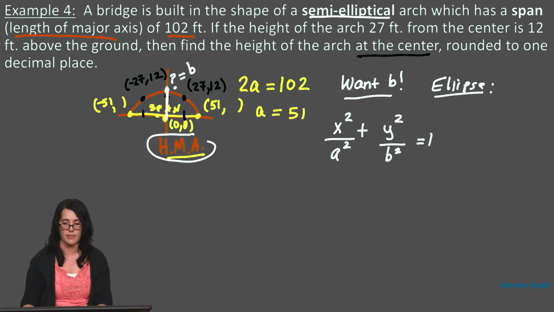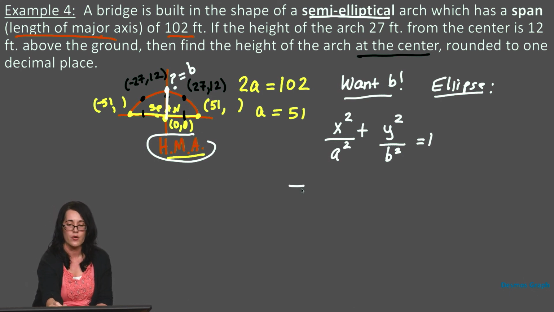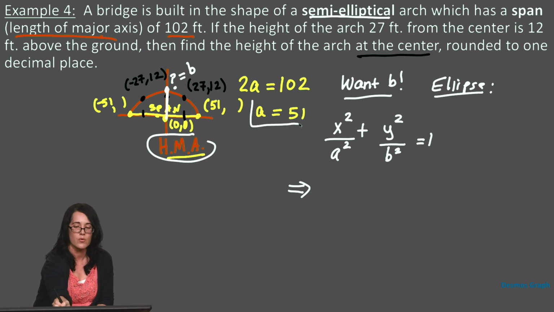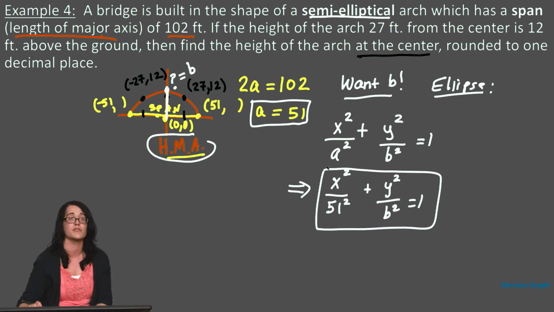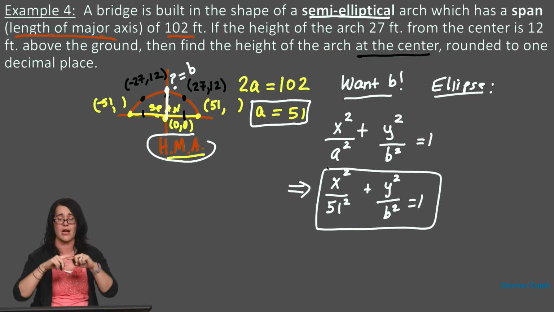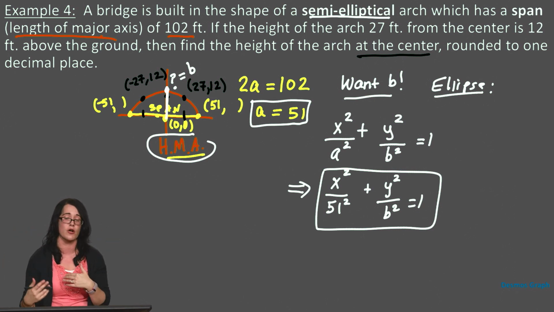What else can I put in my equation? Well, I now know what A is. A is 51. So my model could become x squared over 51 squared plus y squared over b squared equals 1. So if you're looking at your model and you're pretty proud of yourself, that's great. You do have a model that describes the full ellipse, okay? And then you could just solve for y and make it the positive, and you have your semi-ellipse if you're interested in just that half.